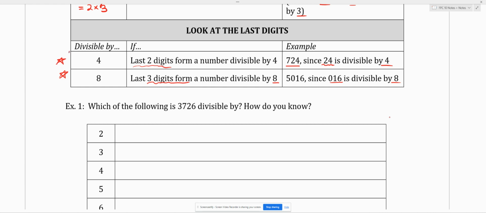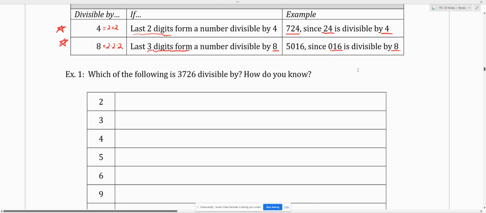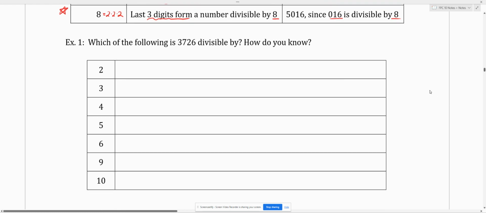Now, I put little stars here because essentially this is the same as 2 times 2, so you could just use divisibility by 2 twice. And this is the same as 2 times 2 times 2, so you could use the divisibility by 2 three times and get the exact same result. But these are nice shortcuts if you can spot them. Dividing by 8 or dividing by 4 is going to speed you up. So let's take a really big number like 3,726 and see if it's divisible by any of these laws.